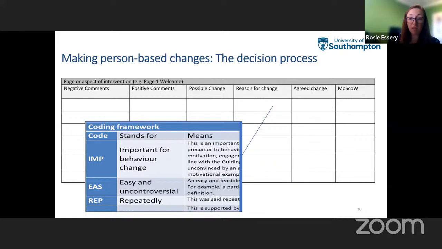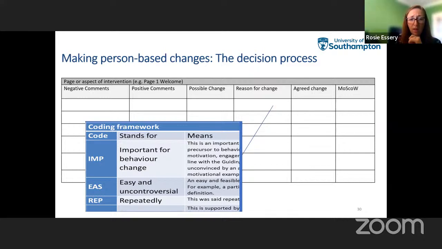So this is changes that we must make, changes that we should make, changes that we could make, and changes that we would like to address if we have sufficient time and resources. Depending on the time and resources available, we tend to focus primarily on the must and should priorities.